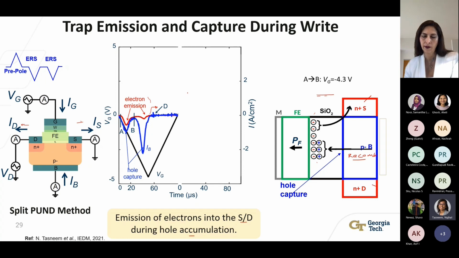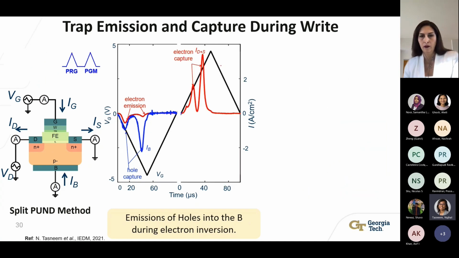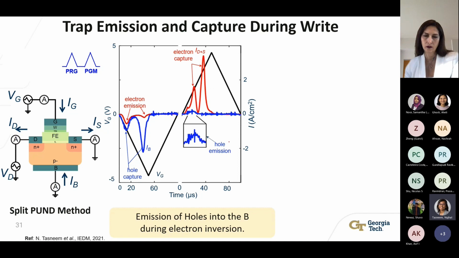A similar effect happens when we apply a positive program pulse. In this case the device goes into electron inversion, and we should expect only electron currents flowing through source and drain, shown by this red curve over here. But similarly, we also end up seeing an amount of hole emission current flowing through the body terminal, shown by this blue curve over here. So the main point here is that there is emission of electrons when the device is in hole accumulation, and there is emission of holes through the body terminal when the device is in electron inversion.